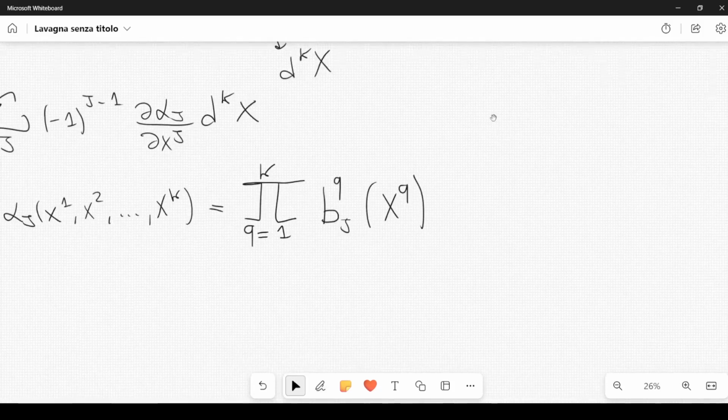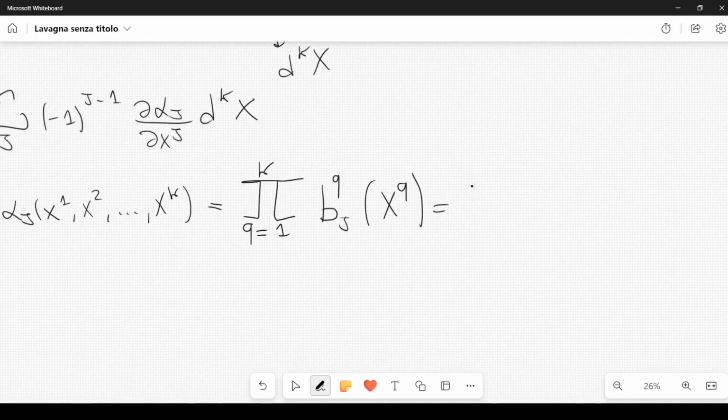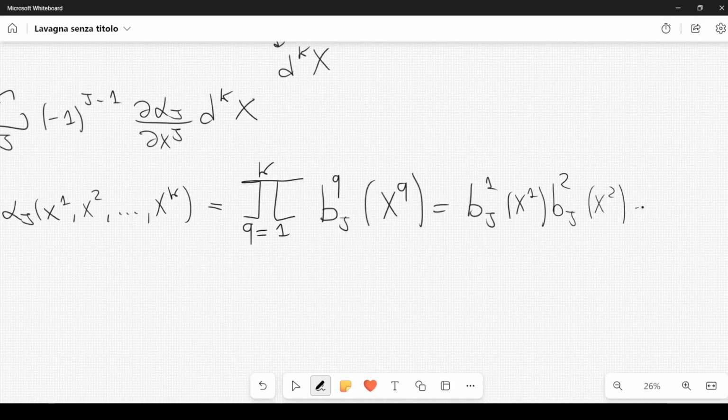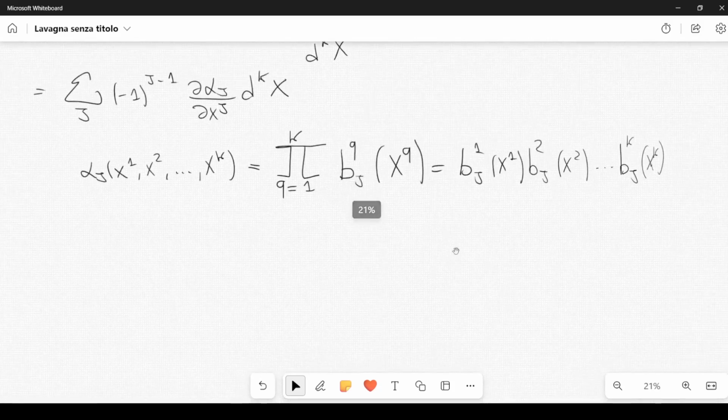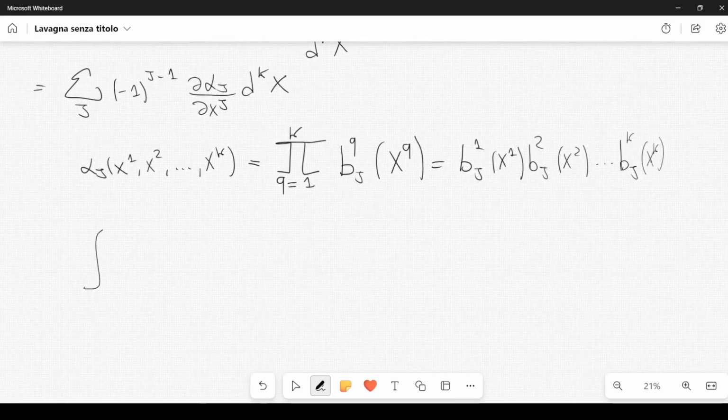So this is basically a product of the following kind. We have bj1 of x1, bj2 of x2, ..., bjk of xk. And it is a linear combination. So in general, we can also take summations of functions of this form, but due to the linearity of integrals, we can simply assume that this function can be written like this. And the next step is to use this expression when we integrate the alpha.